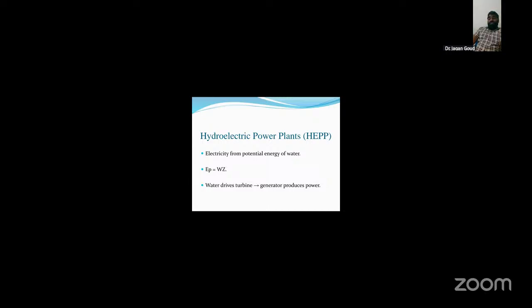Some working principles are there. Water storage: water is stored in a reservoir behind a dam at a certain height. Water flow: water is released through penstocks, large pipes. Turbine rotation: the flowing water strikes the turbine's blades, causing them to rotate. Electricity generation: the turbine drives a generator which converts mechanical energy into electrical energy. Power transmission: electricity is sent through transmission lines to consumers.